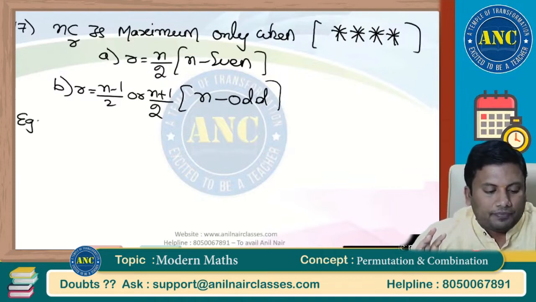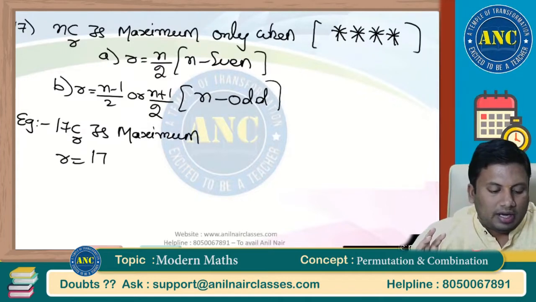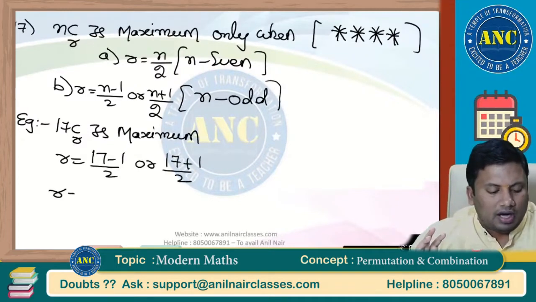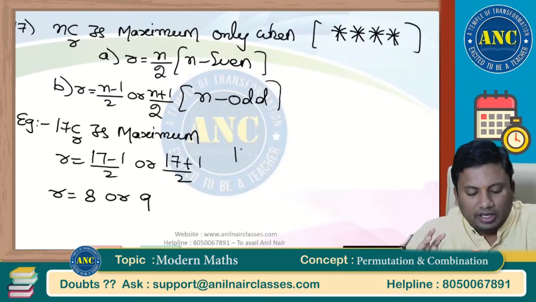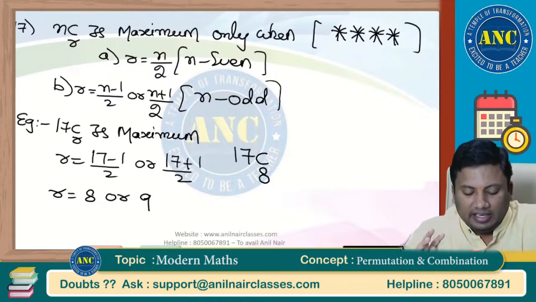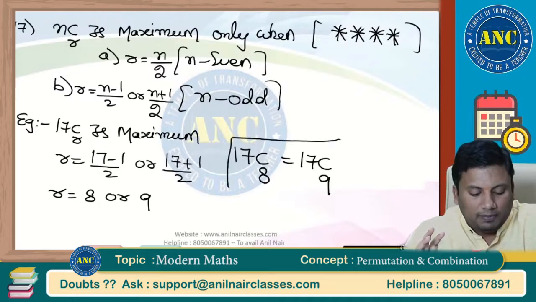Example. 17CR is maximum. When will it be maximum? When r equals n minus 1 by 2 or n plus 1 by 2. Both will be the same in terms of value. So r is nothing but 8 or 9. If I substitute 8, 17C8, out of 17 selecting 8, it is also nothing but rejecting 9. So both will be the same.